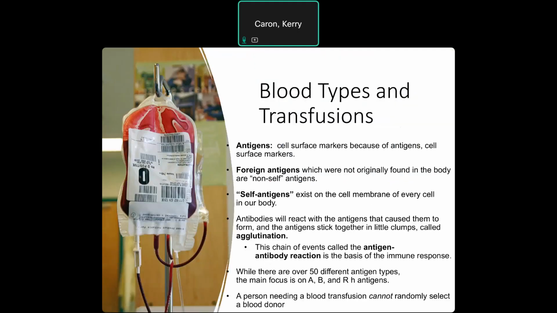Okay, this is very fascinating and can be very confusing. So really try to wrap your head around this. This is important. Okay, so blood types and transfusions.